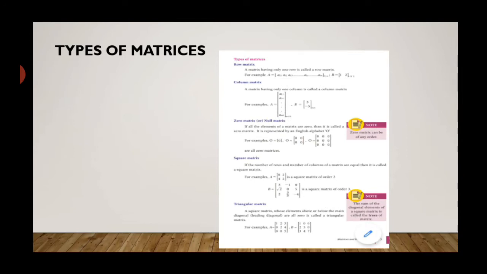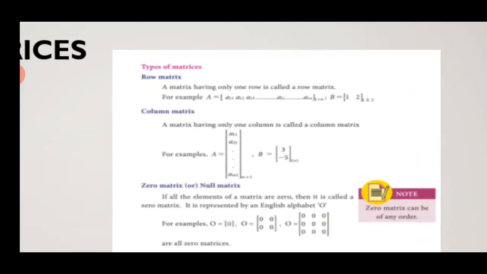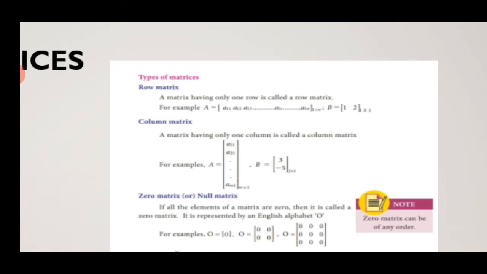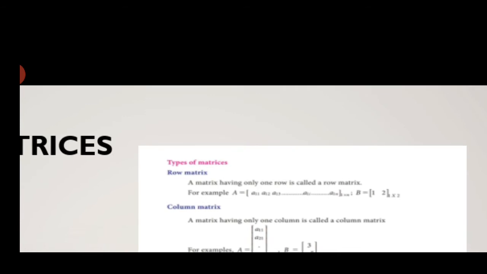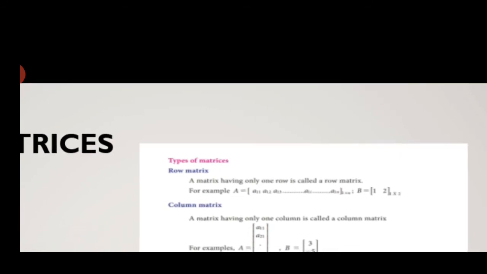And now we are going to see the types of matrices. This also we had seen last year. So types of matrices. First one, row matrix. A matrix having only one row is called a row matrix. For example, they have given A equal to only one row. You can see the elements. There may be many columns, but the matrix will have only one row, right? Another one is B equal to 1 2, right? So we have only one row and two columns in that, so it is 1 cross 2, right?